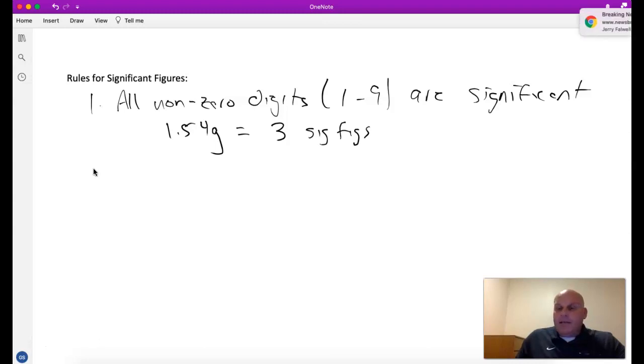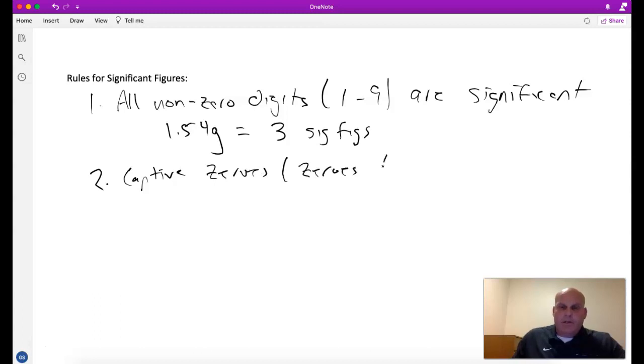As I said, there are basically 5 rules. So that means the other 4 rules have to do with when is a zero significant and when is it not. So first, captive zeros. Those are zeros between non-zero digits, and they are significant.